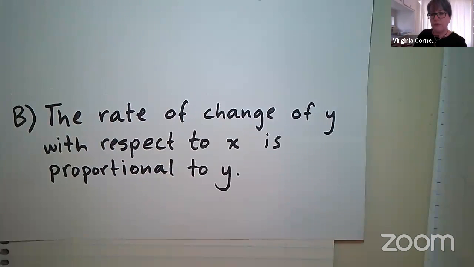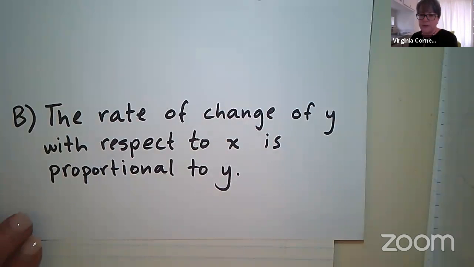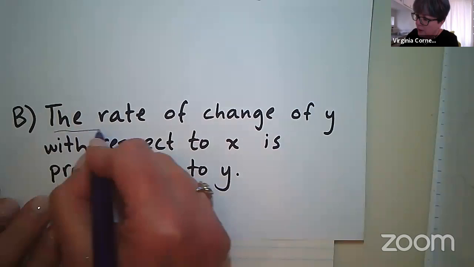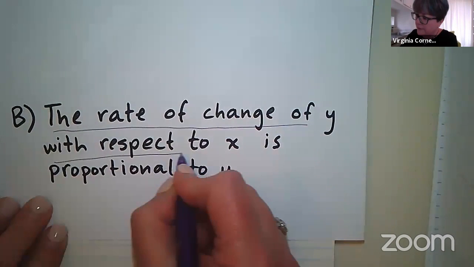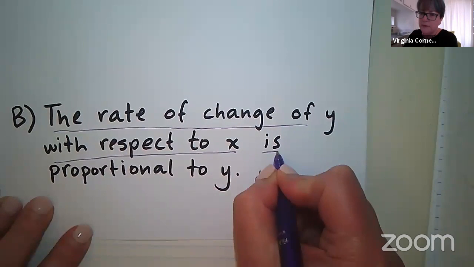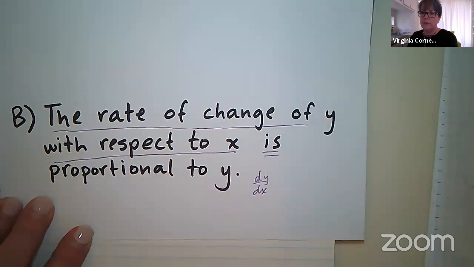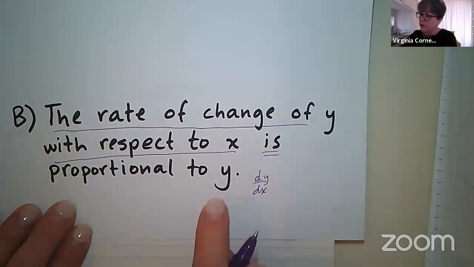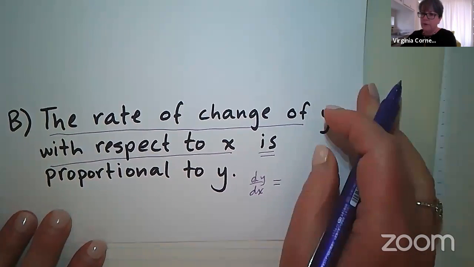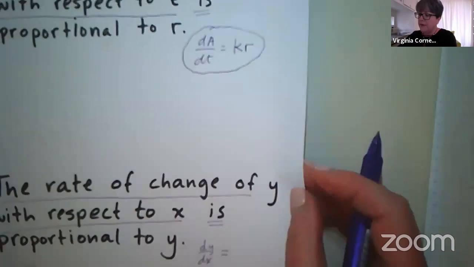The rate of change of Y with respect to X is proportional to Y. Let's see about translating this sentence into a differential equation. The rate of change of Y with respect to X, that's dy dx, equals proportional to Y. So I'm going to have a constant of proportionality. There's my equal sign. And it doesn't have to be K like before. It doesn't have to be K every time. It could be any letter.